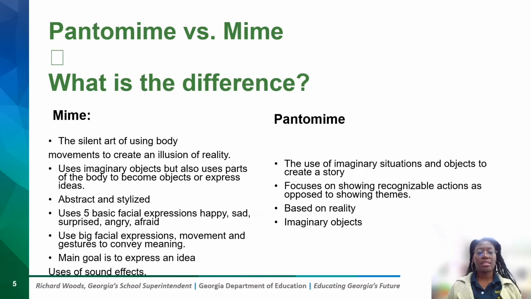In these performances, they use at least five basic facial expressions, which are usually very exaggerated. And those are the emotions the character may go through: happy, sad, surprised, angry, and afraid. And they use really big facial expressions and movements and gestures to convey meaning. The main goal of a mime performance is to express an idea. It is not to perform realistic tasks or perform the actions in an exact way. It is more to give you an idea in order to tell the story.